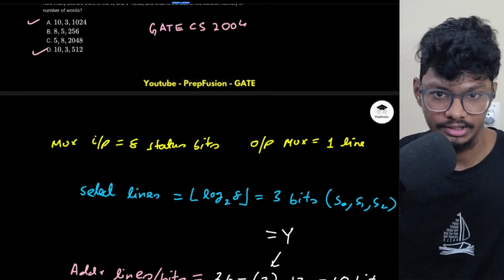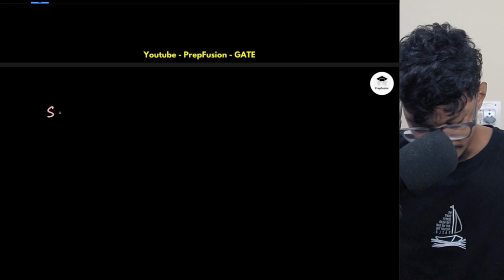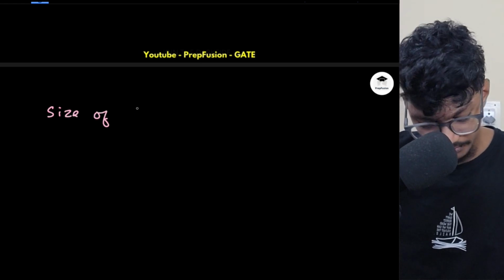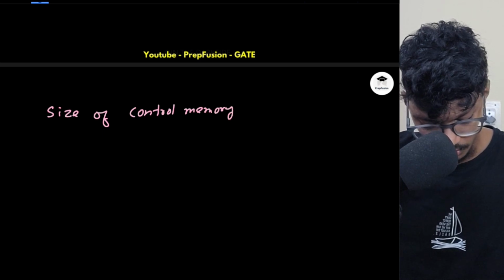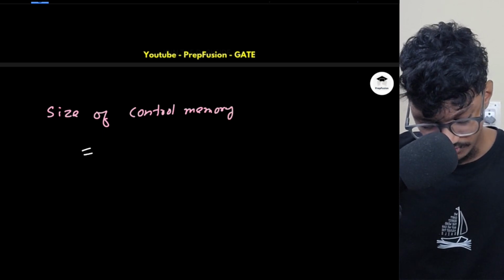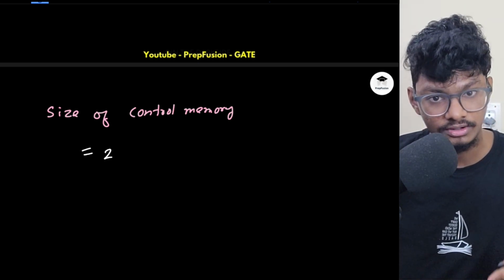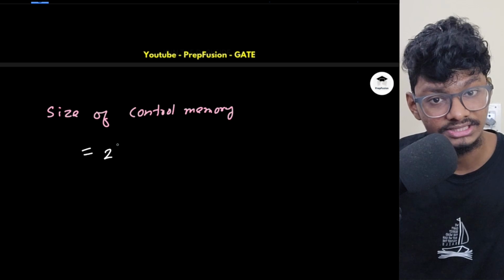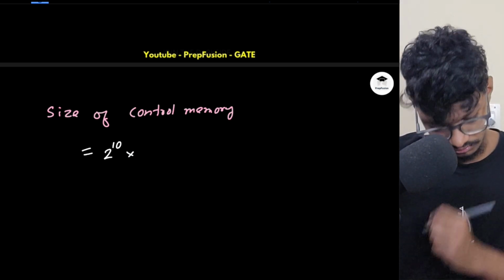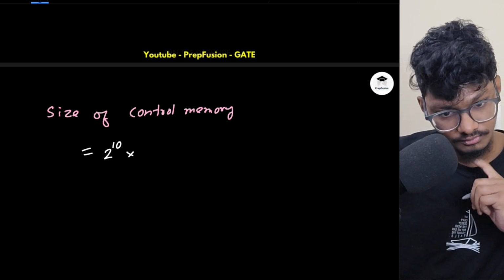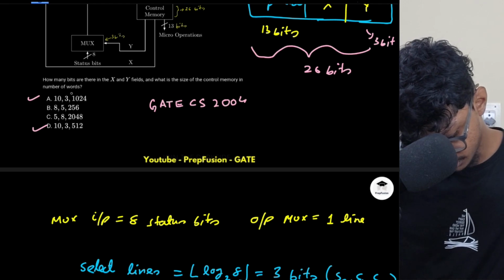The size of the control memory. How to write the size of the control memory? We know how to calculate the size of control memory, right? The size of the control memory will be the total number of addresses, the total number of control words. How many do I have? 2 raised to power the address field bits, that is 2 raised to power 10. You have to take care that it is in words.